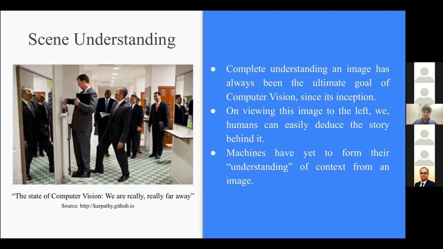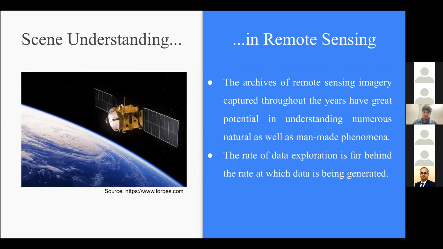More on this as we proceed ahead, but the idea of computer vision throughout these years has always been to make a machine understand the context behind an image and try to form a story from the image itself. With that objective, we slowly transition to the domain of remote sensing.